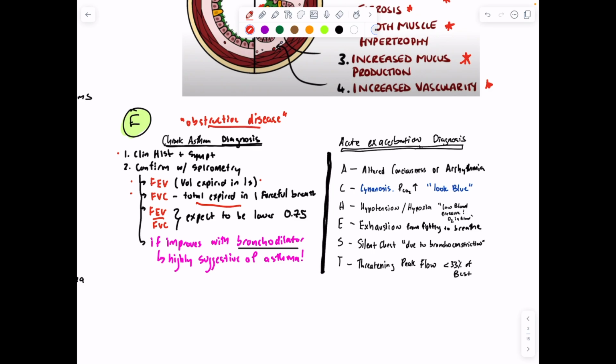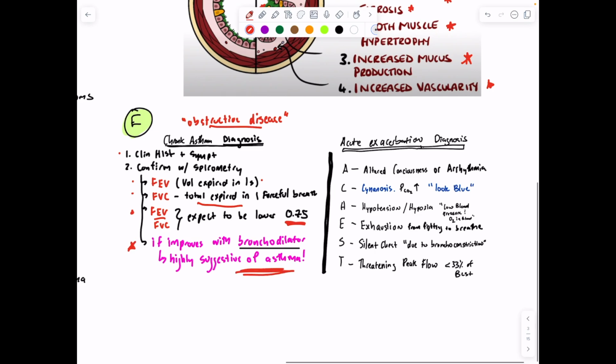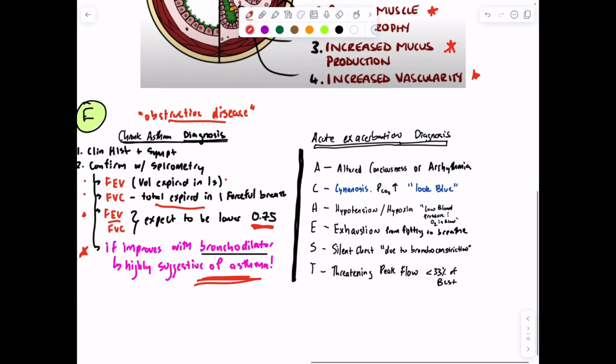And for obstructive diseases such as asthma and COPD, you would expect the ratio of the forced expiratory volume in 1 second over the forced vital capacity to be lower than 0.75. So you have a decrease in this ratio. Air gets trapped in the lungs with chronic asthma and COPD. And then if you were to give your patient a bronchodilator and there's improvement, this is highly suggestive of asthma and not something like fibrosis, which is additional connective tissue.